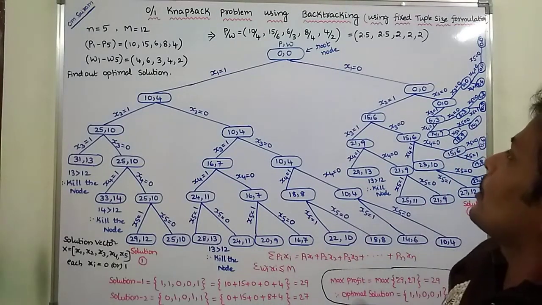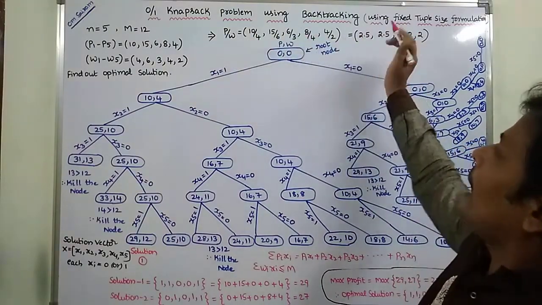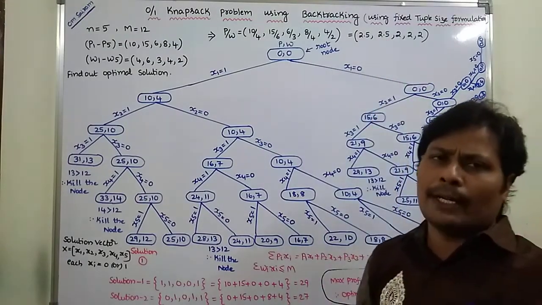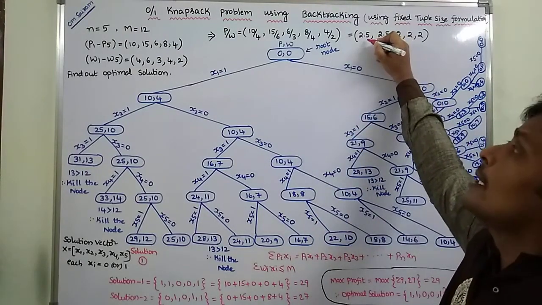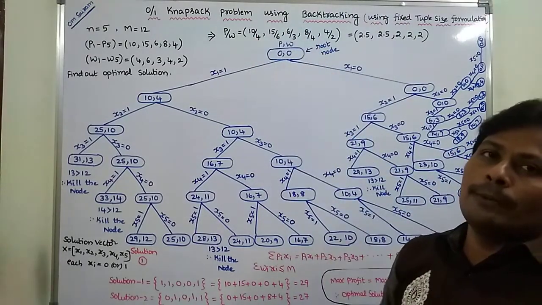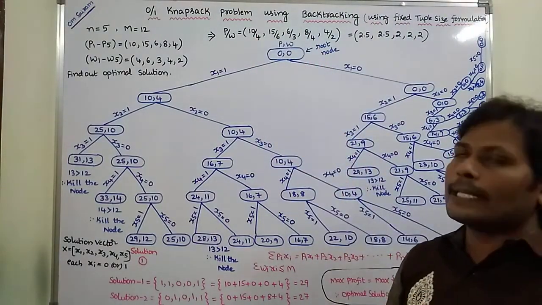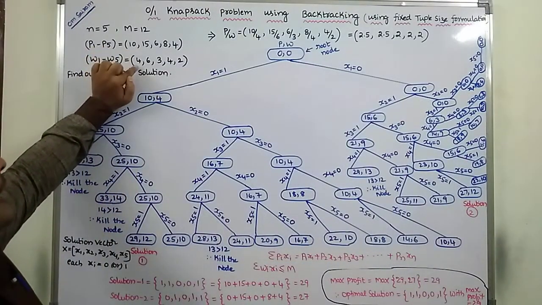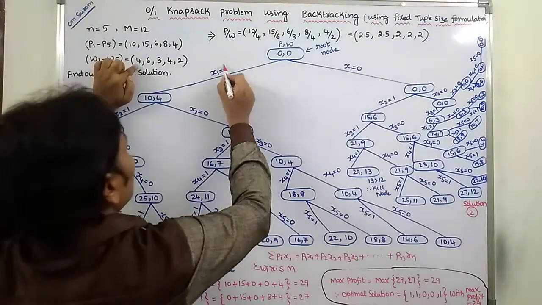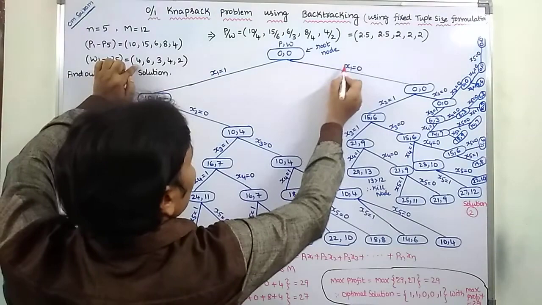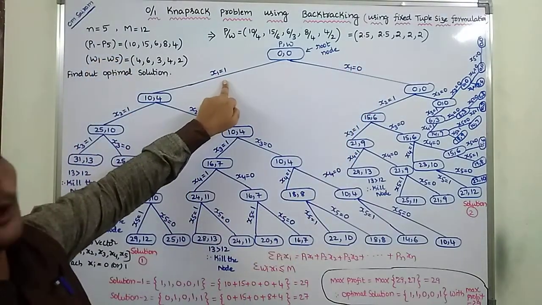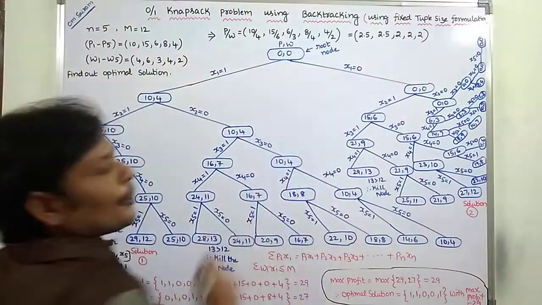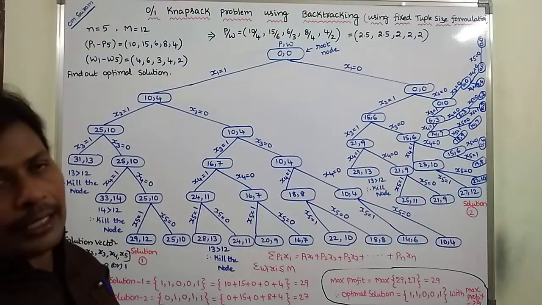Now, among all the P by W ratio values, which P by W ratio is the highest? Either this one or this one. You can take any one, no problem. I am taking the first one, which is the first object. Now I am considering the first object. The first object's P value is 10 and its weight value is 4. X1 equal to 1 means the first object is considered. X1 equal to 0 means the first object is not considered.